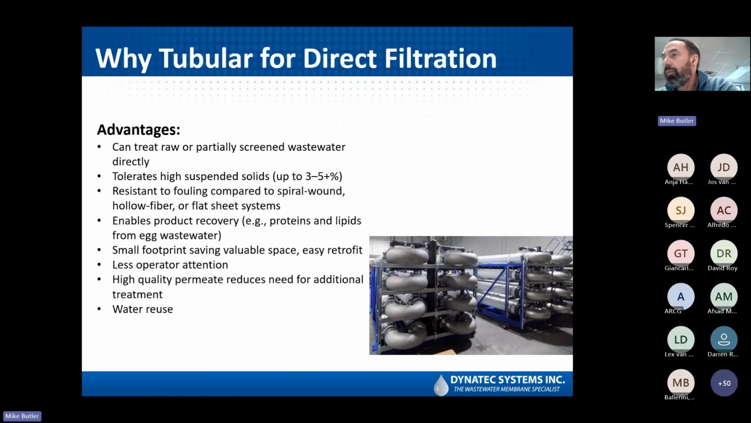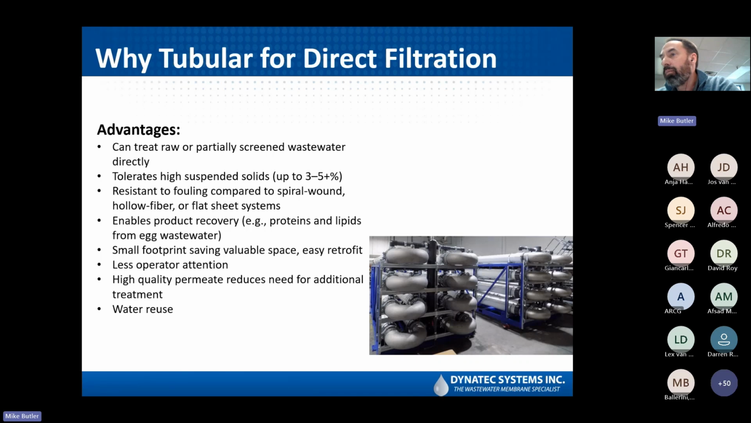It can reduce the footprint needed. They can be put... There's flexibility in where they can be put. So if it's not directly next to where an EQ or a receiving tank is, that can be acceptable for tubular UF.